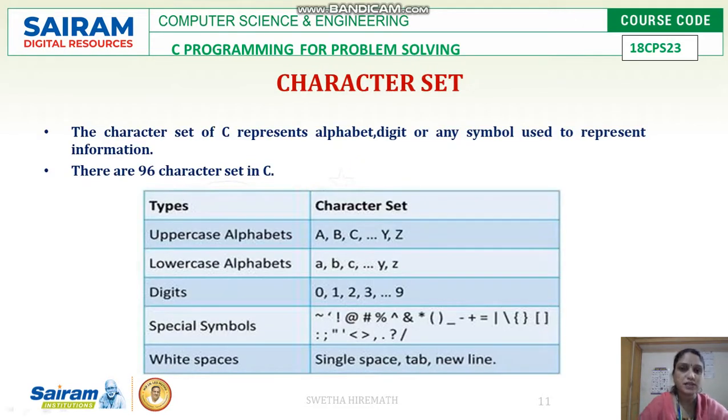The character sets of C represent alphabets, digits, or any symbols used to represent information. There are 96 characters, including uppercase and lowercase letters A to Z, digits 0 to 9, and special symbols. Whatever key we have on the keyboard, the special symbols include operators like addition, subtraction, multiplication, division, parenthesis, ampersand, asterisk, negation, then flower brackets, square brackets, arrow marks, question mark, backslash, and front slash.